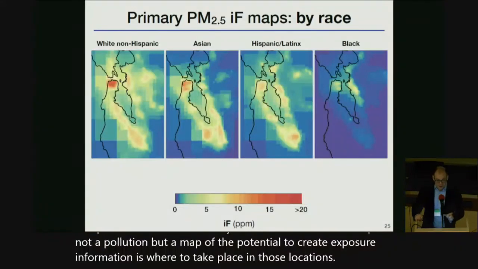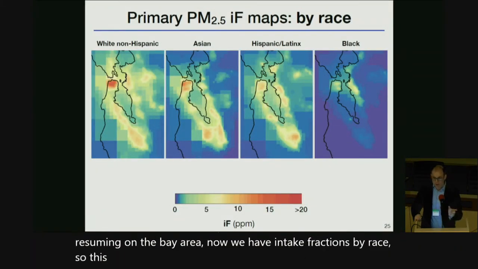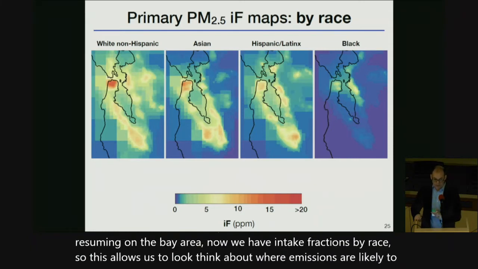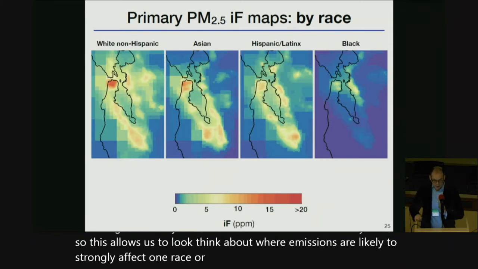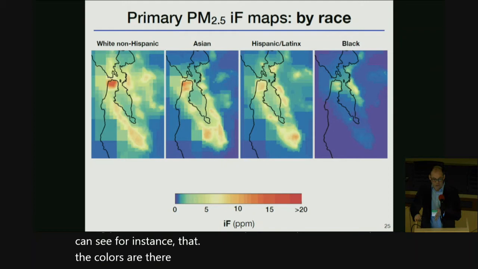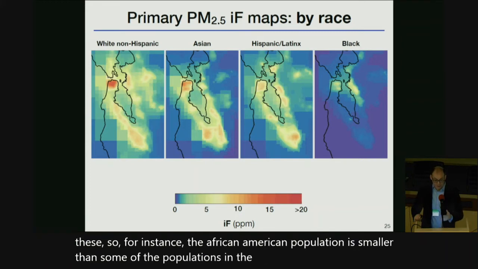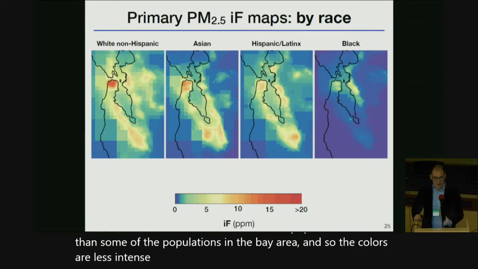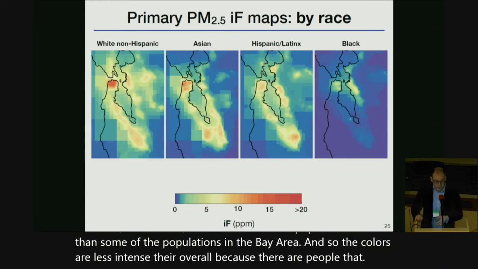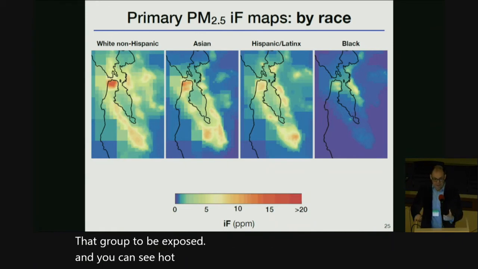If we zoom in on the Bay Area, now we have intake fractions by race. So this allows us to think about where emissions are likely to strongly affect one race or ethnicity in the Bay Area. And so you can see, for instance, that the intensity of these color scales is different across these. The African American population is smaller than some of the other populations in the Bay Area. And so the colors are less intense there overall because there are fewer people of that group to be exposed. And you can see hotspots also for where you have dense concentrations of people.